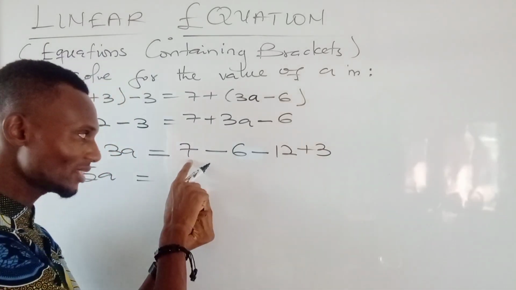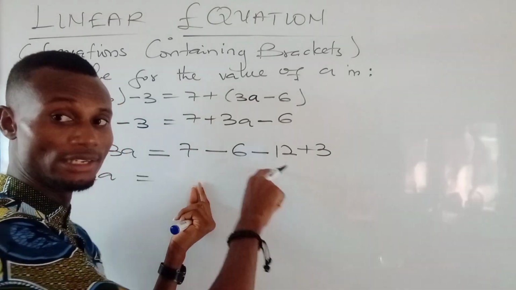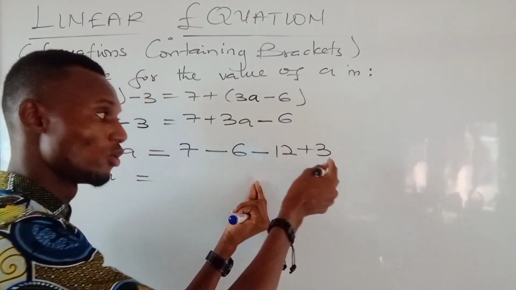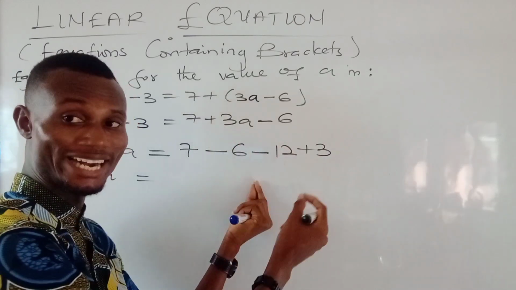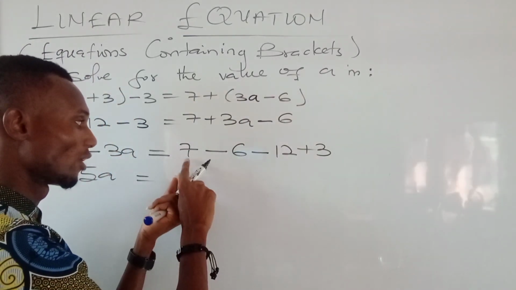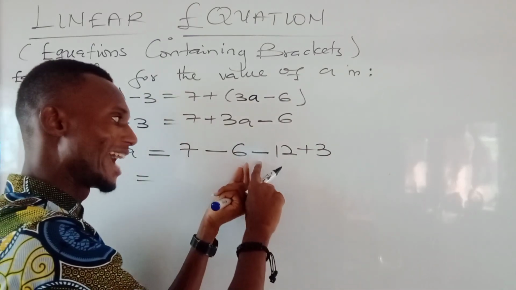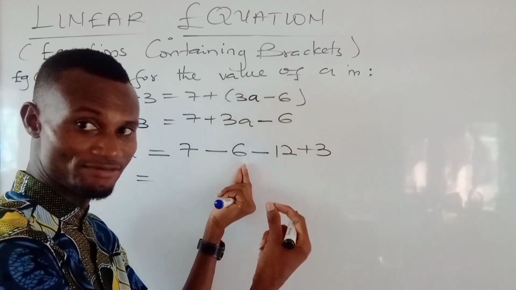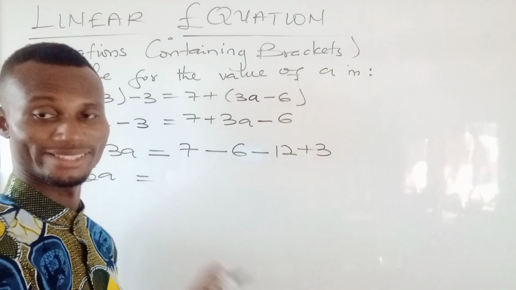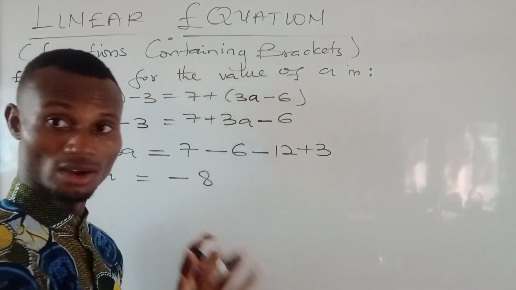Let me go over again. 7 minus 6 gives me positive 1. And the 1 minus 12 gives me minus 11. And the minus 11 plus 3 will give me minus 8. Please hope you are on the same page. It's minus 8. Again, positive 7 minus 6 is 1, and the 1 minus the 12 gives me minus 11, and the minus 11 plus the 3 will give me minus 8. So I'll get minus 8. Please hope we are on the same page.